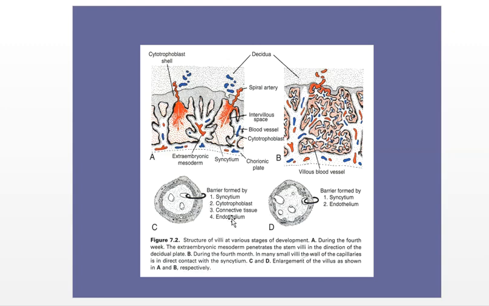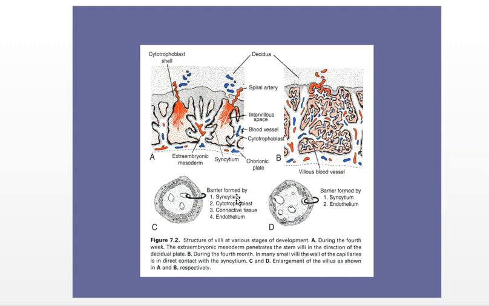Before the 4th month, this barrier consists of the 4 layers, as you see here: syncytium, this one, cytotrophoblast, connective tissue, and endothelium. Starting with syncytium in the outer layer, the second one, the cellular layer, is cytotrophoblast. The white color is connective tissue, and this one is the endothelium of the fetal vessels. We say that before the 4th month of development, the placental barrier consists of these layers.